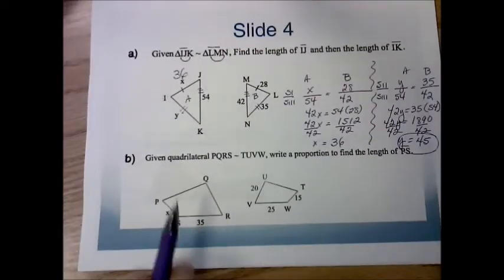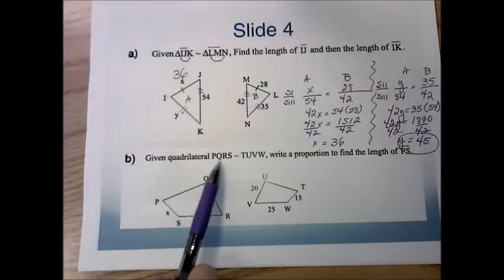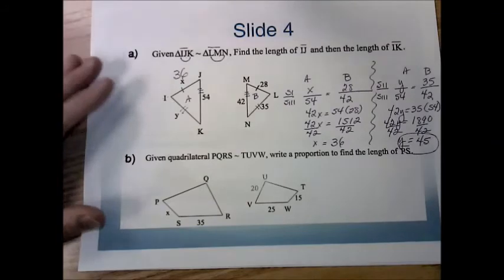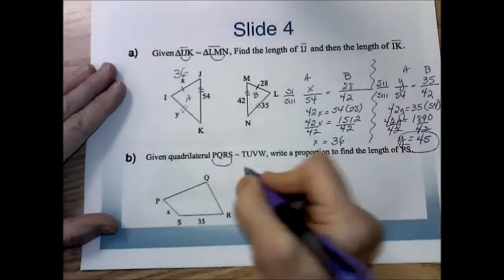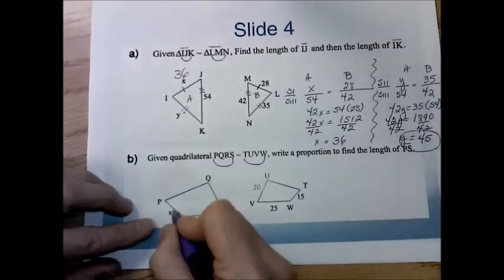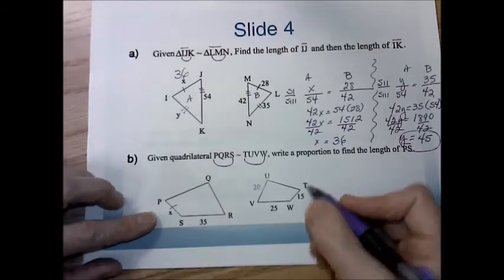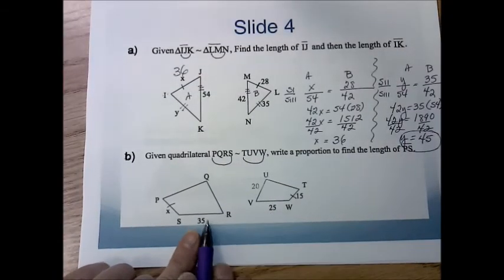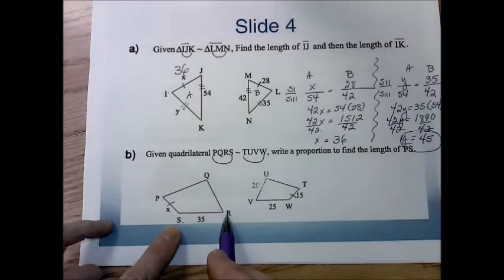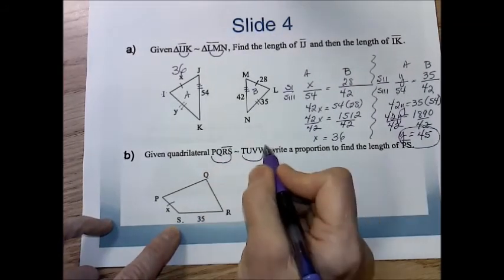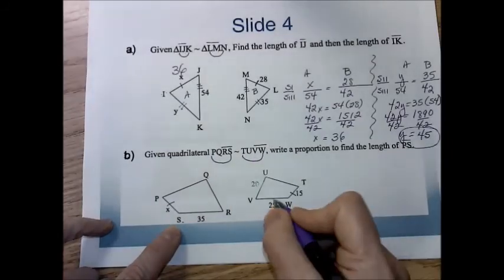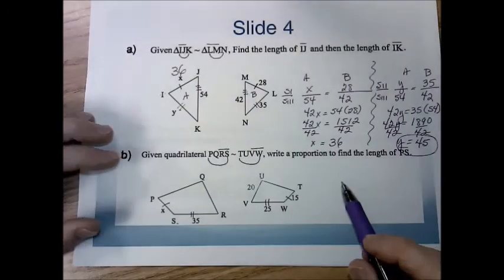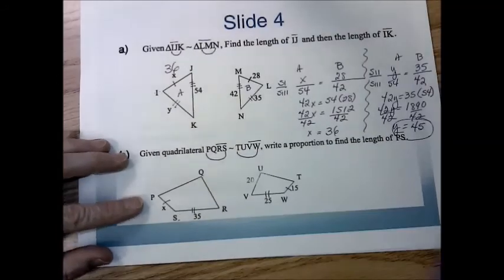All right. Letter B says, given quadrilateral PQRS similar to TUVW, write a proportion to find the length of segment PS. So if this is PS, the corresponding side would be TW. So PS corresponds to TW. And we have a 35 down here, and this is segment SR. If we're looking at SR, we'd be looking for WV. So WV would be side 2, and this would be side 2. There are other proportions you could write, but let's go ahead and use this one.